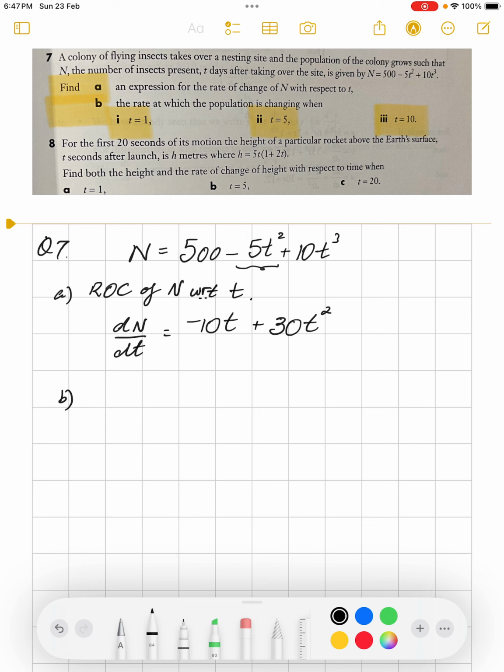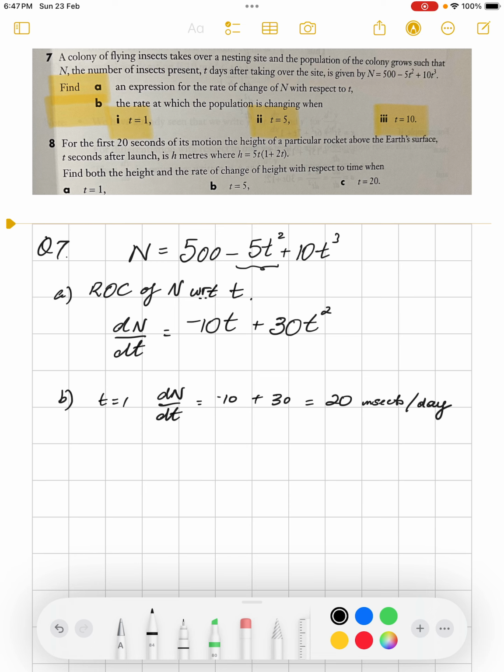Part B says, what is the rate at which the population is changing when t equals 1? Well, at 1 day, let's find out what the rate of change is. So dn/dt after 1 day is negative 10 times 1, plus 30 times 1 squared, so it's 20. Now we have to put the units: insects per day. 20 insects per day is the rate of change at the 1 day mark.